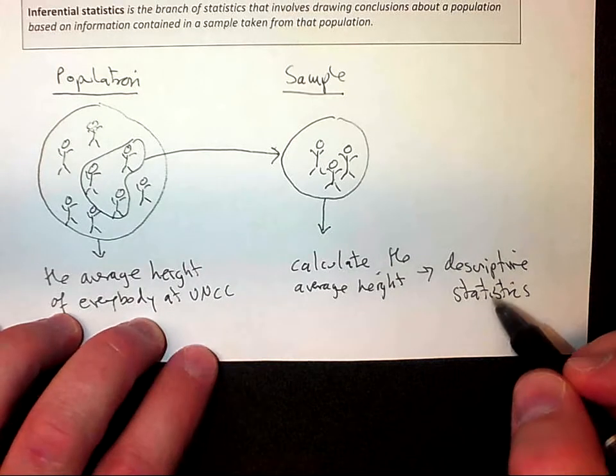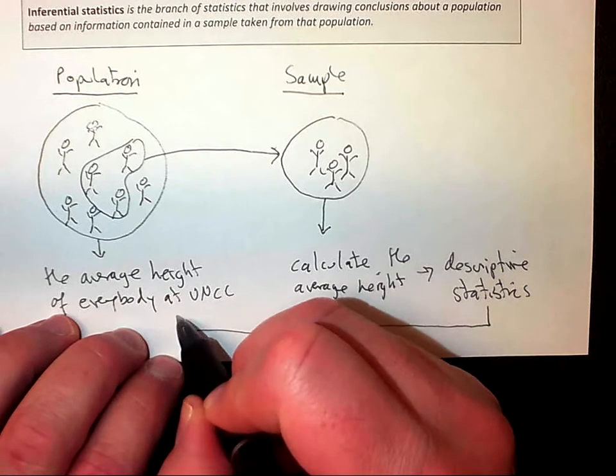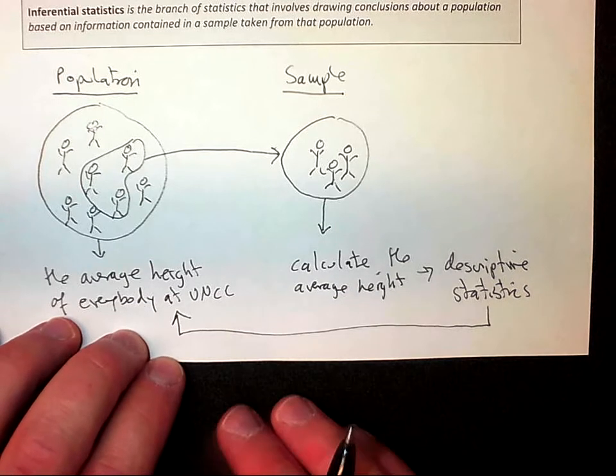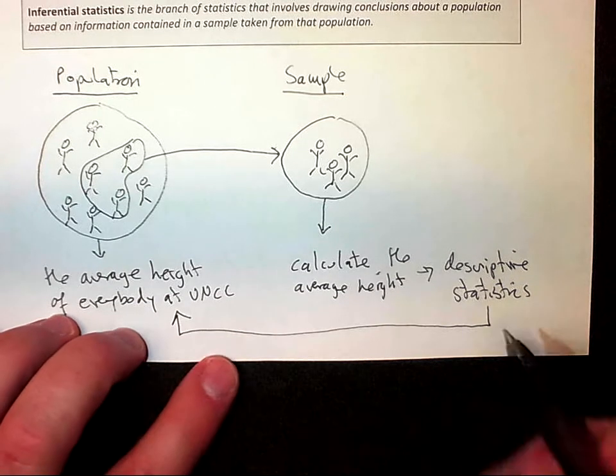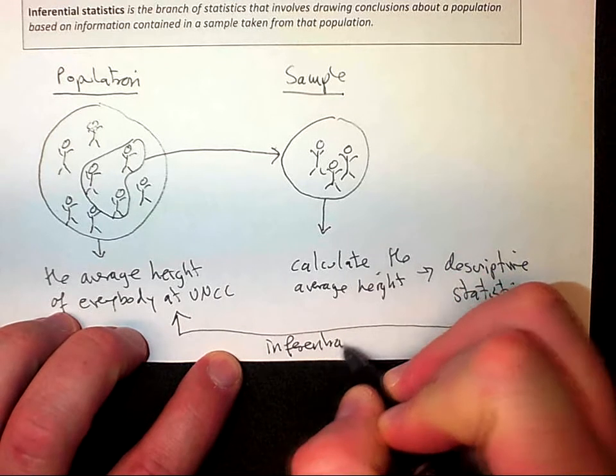And once we use this number, we can make some kind of statement about what the average height is of everybody at UNCC. And this right here is inferential statistics.